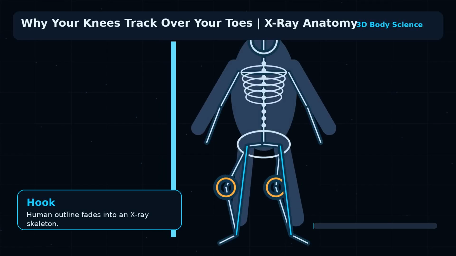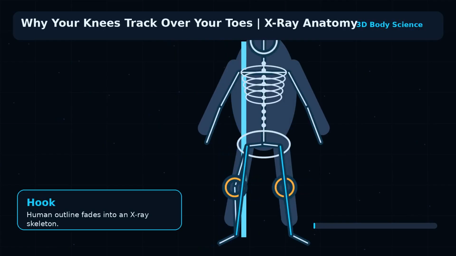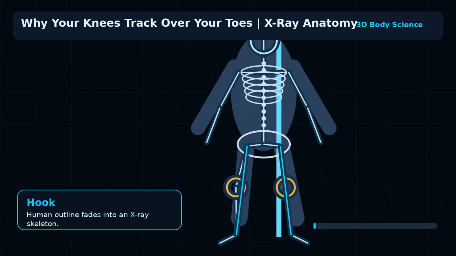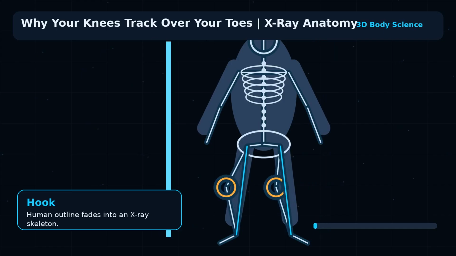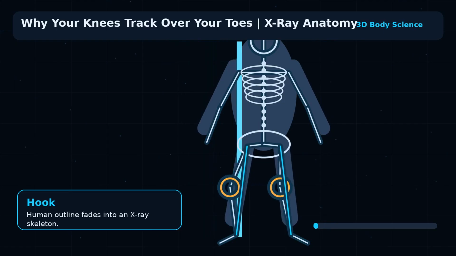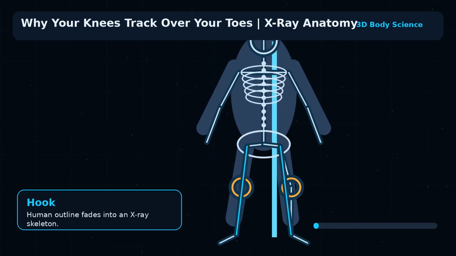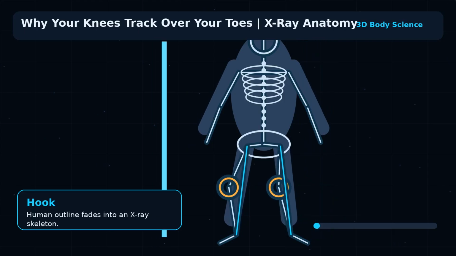If you could press an X-ray button and watch your skeleton move in real time, why your knees track over your toes would look less like a simple body position and more like a coordinated engineering system. In this video, we are going to look through the outer body and follow the bones underneath, because the skeleton often explains the movement better than the surface does.